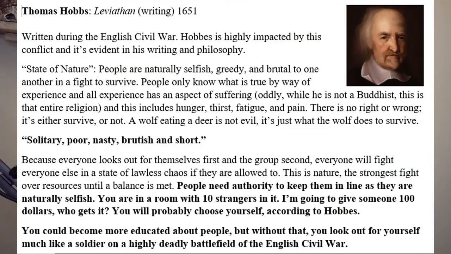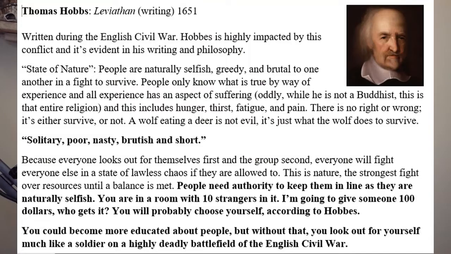He writes something called the Leviathan, which is a book, and he writes it in 1651. This is after the 30 Years' War, and it's during the English Civil War. His experiences have taught him that a lot of life is a blood-soaked nightmare of pain. So he's aware of things that have been generally negative.